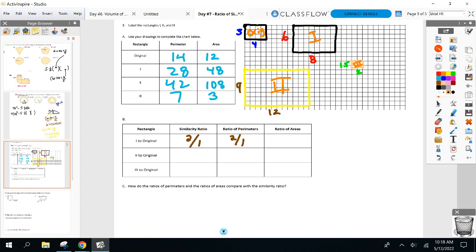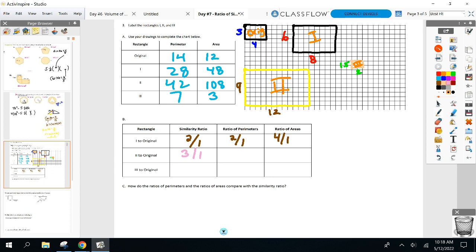48 over the original 12. That's not 2 to 1. That's 4 to 1. Yes. That was 4 to 1. All right, now compare 2 to the original. So 9 to 3, 12 to 4. What's your similarity ratio? 3 to 1. 3 to 1.